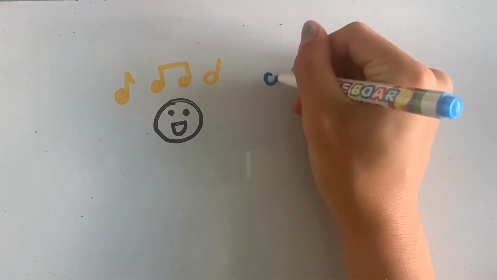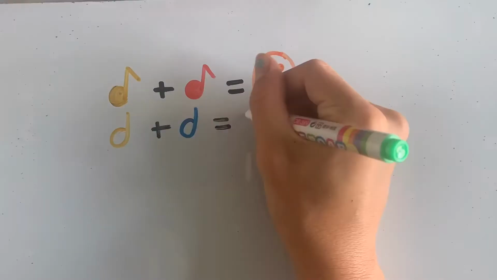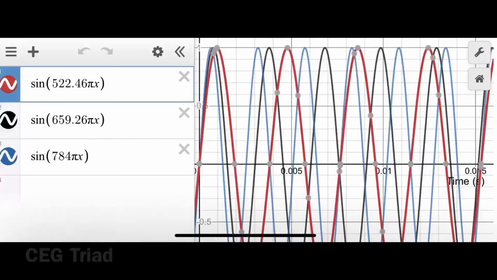But can the appeal and emotions we feel as a result of music be broken down mathematically? Certain combinations of notes are certainly more pleasant than others, and when we examine the graphs of these waves, we can get an idea why.